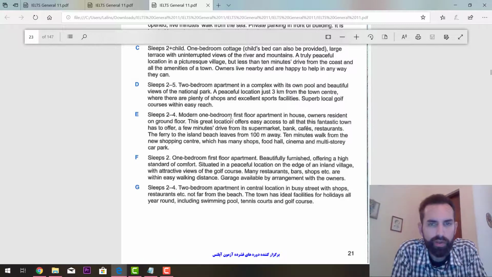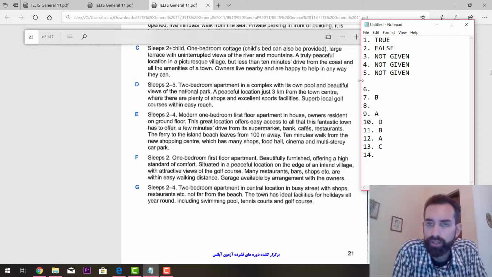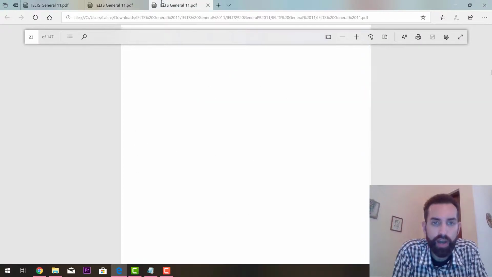So now, what they've mentioned here, I don't think that matches anything of the ones we're missing. The ones we're missing are obviously 6, 8, and 14. So let's look over 6, 8, and 14. Didn't mention anything about golf course. It's not in the center of a town, and there's nothing about parking.